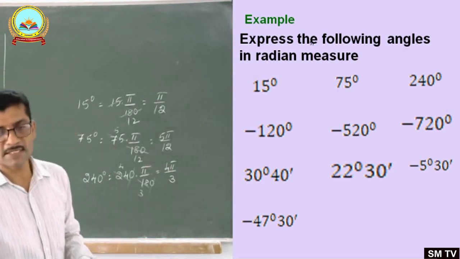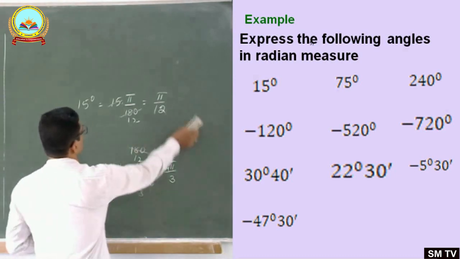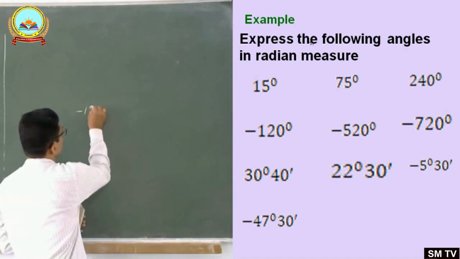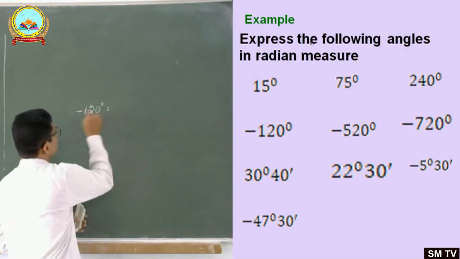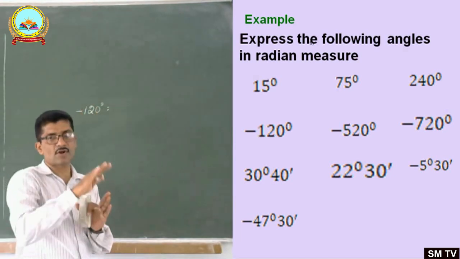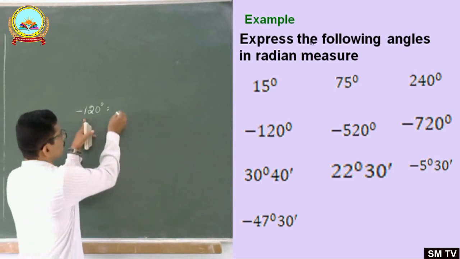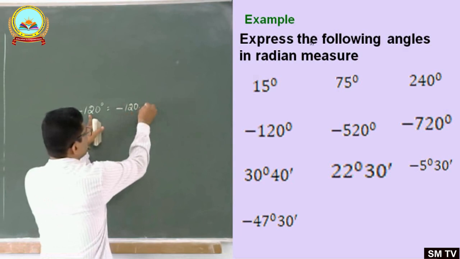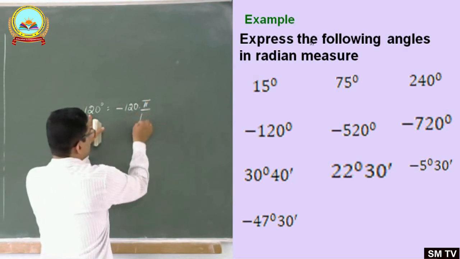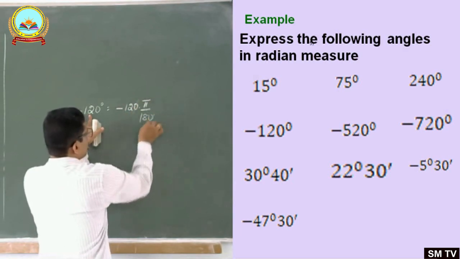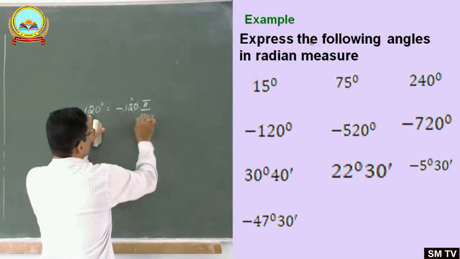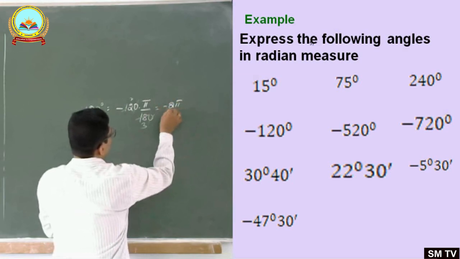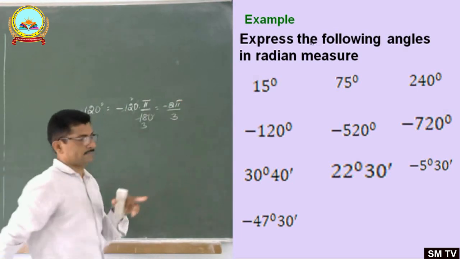Similarly, minus 120 degree. Here the minus indicates that the measurement is in the clockwise direction, therefore we also take the minus sign. Here 120 is multiplied by the conversion factor pi divided by 180. The zeros cancel, 6 2s, 6 3s. So minus 2 into pi, that is minus 2 pi divided by 3 radians.